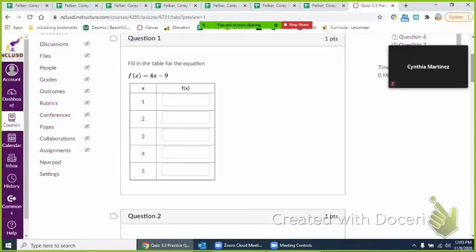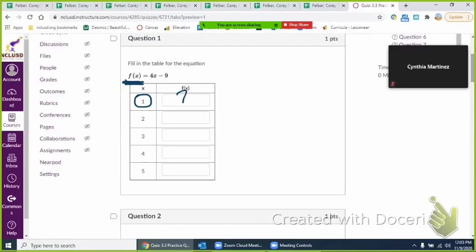All right, so for the first one, it says fill in the table for the equation. It gives you an equation that says f of x. Remember, f of x means function of x, which means you're going to have to plug something in. So this one says plug 1 in. What do you get out?